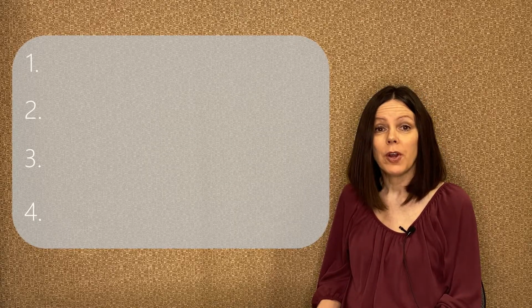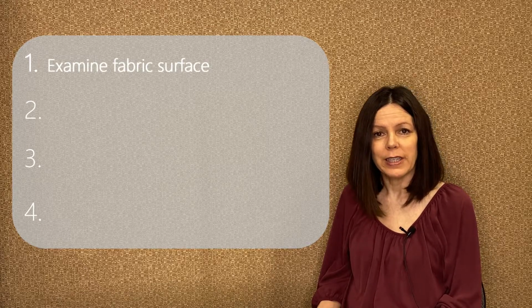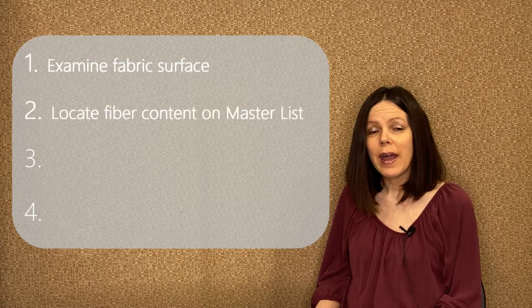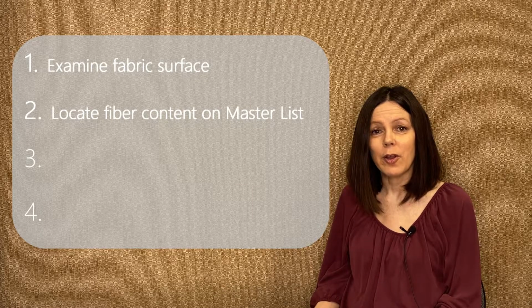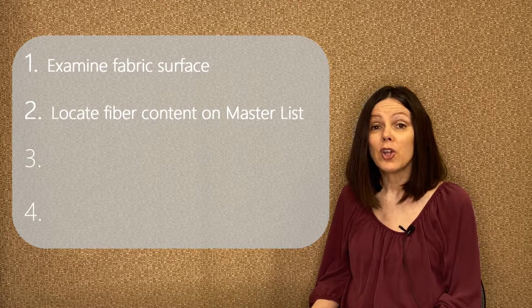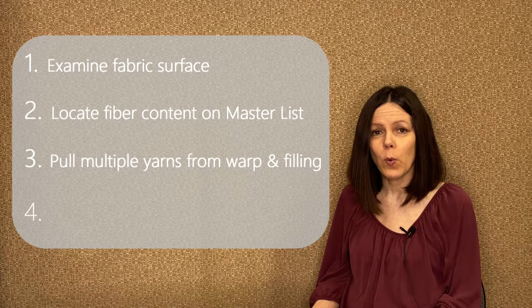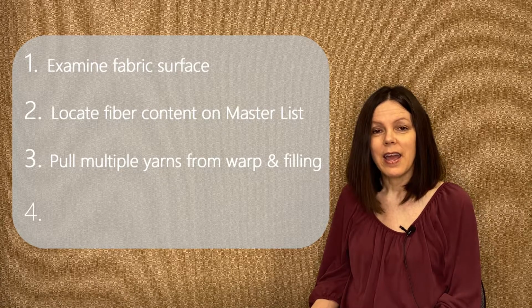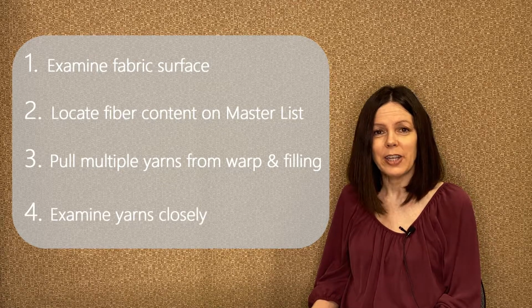Having covered the basic differences between these yarn types, we will now learn to identify them in the fabrics. We will start by laying out a basic 4-step checklist of things to do. First, you'll examine the fabric surface. Second, you'll locate the fiber content of the fabric on your master list. Third, you'll pull multiple yarns from both the warp and filling directions. And fourth, you will examine these yarns closely.